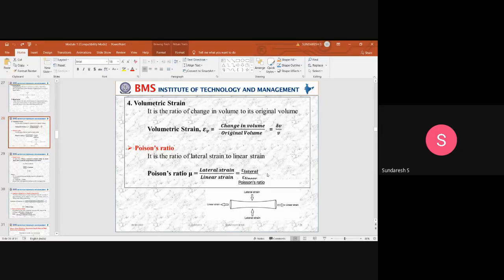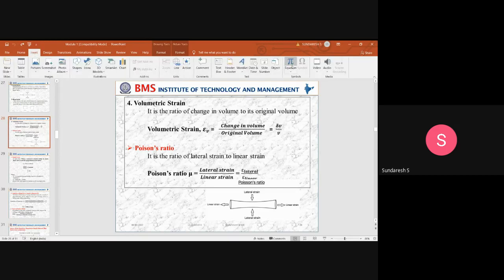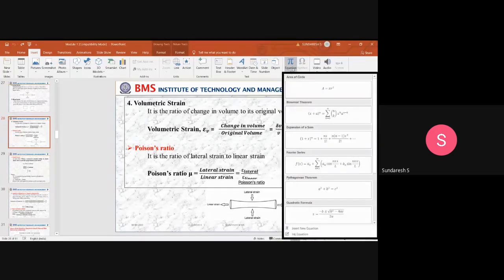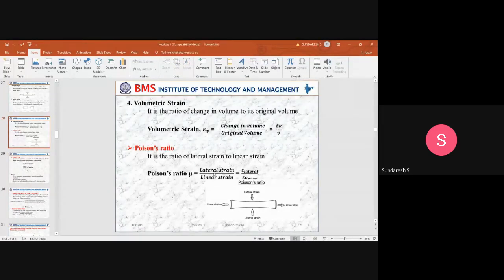So we'll express the Poisson's ratio simply as 0.5, 0.9, 0.3, 0.2, like that. Even though strain does not have any units, in a similar way the Poisson's ratio does not have any units, but it has a vital role to play in our mechanics of materials. This is the Poisson's ratio mu, and nu is also another symbol which is used to express the Poisson's ratio.